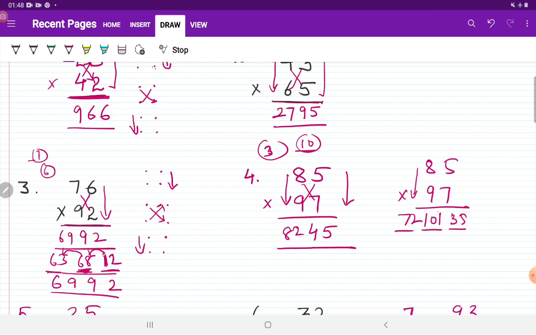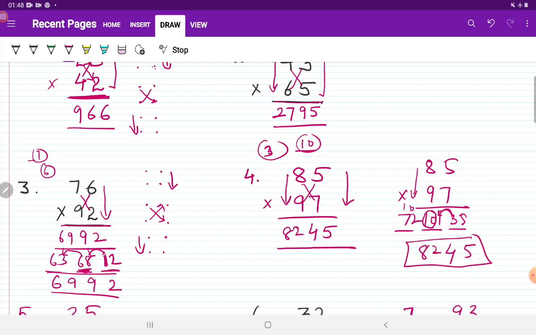So what I told, this first digit will be written here only. The tens place, the unit place will be written here only. Then the next number will go next. 3 plus 1 is 4. So 4 will come here. Then the remaining digit will go next. So 10 will go here. So 72 plus 10 is what? 82. Your answer is the same.